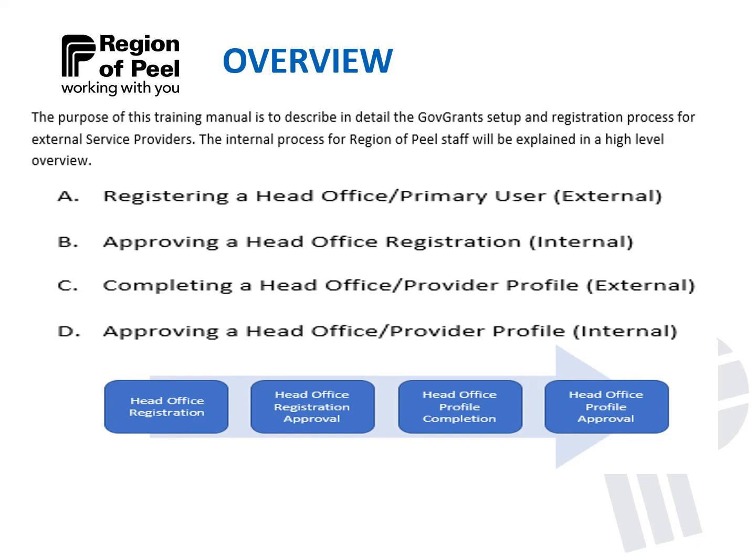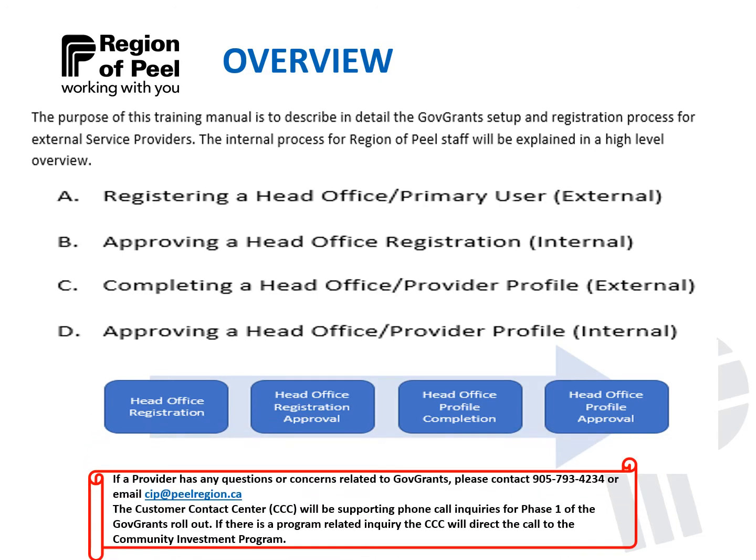If at any point in the registration process you have any questions or concerns related to GovGrants, please contact 905-793-4234 or email cip@peelregion.ca. The Customer Contact Center will be supporting phone call inquiries for Phase 1 of the GovGrants rollout. If there is a program-related inquiry, the CCC will direct the call to the Community Investment Program.